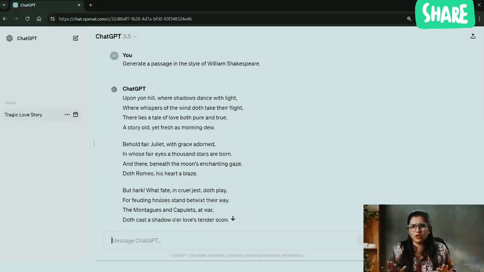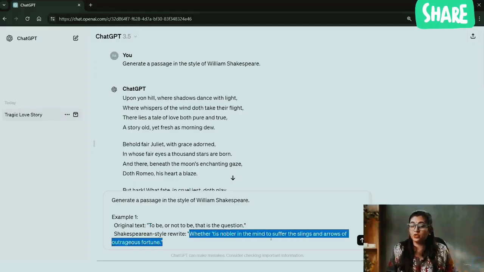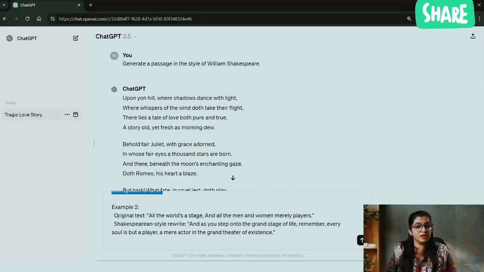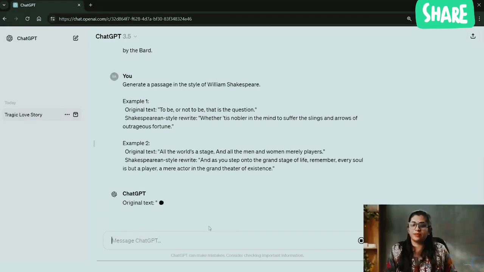Now, this is zero shot. If we want to make this few shot, we need to give an example. We have given an example. Generate a passage in the style of William Shakespeare. Example one, original text: To be or not to be, that is the question. Shakespearean style rewrite: Whether 'tis nobler in the mind to suffer the slings and arrows of outrageous fortune. Similarly, in example two, we have given: All the world's a stage, and all the men and women merely players, right? So now we say this is few shot.